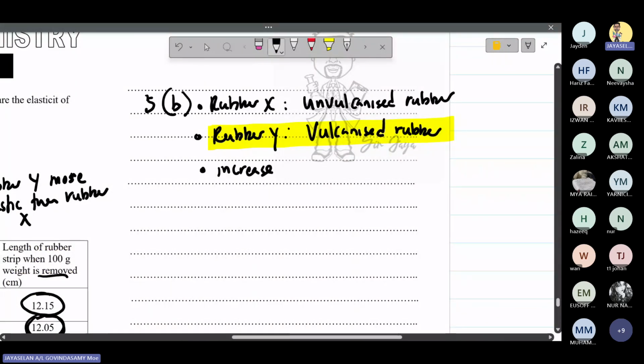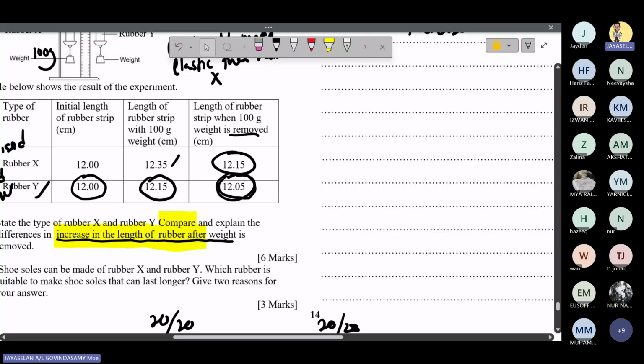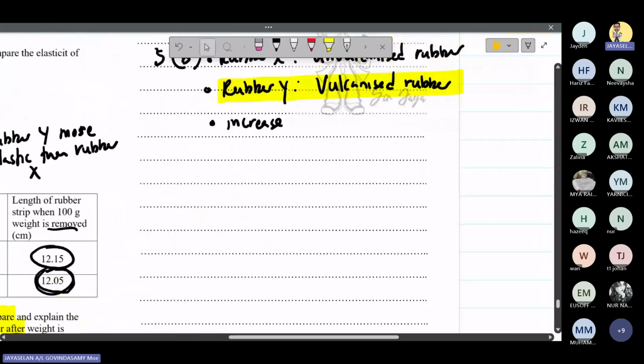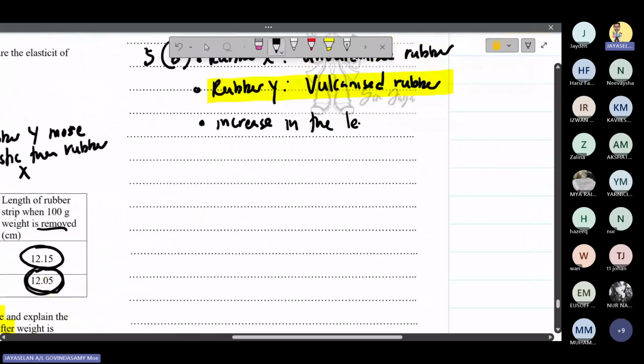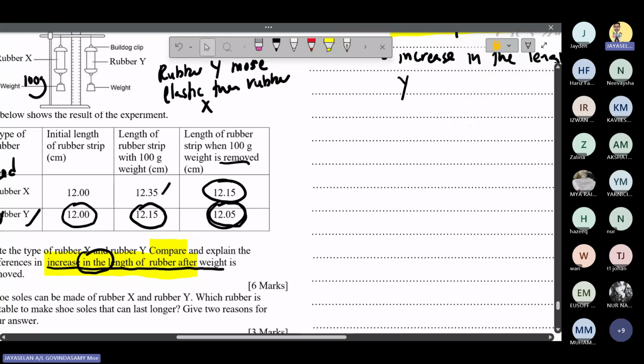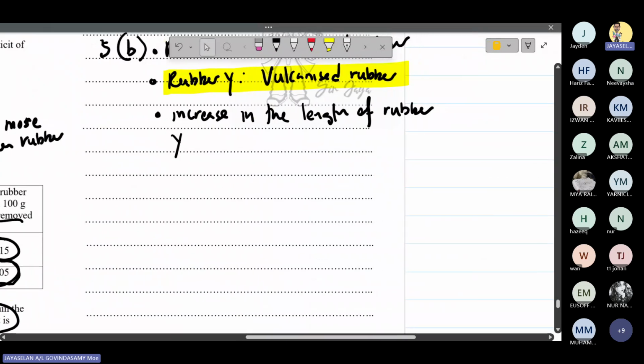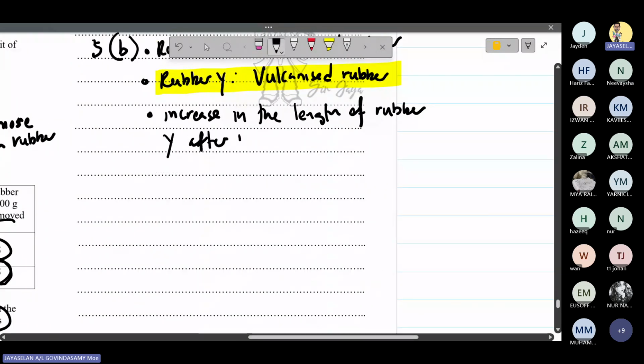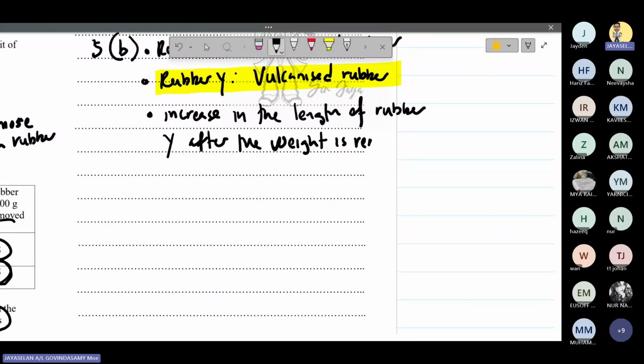Okay, so I put here this one. Increase. Then saya tengok ni, increase in the length. So I write down increase in the length of rubber. Okay, rubber Y. Saya ambil rubber Y. Then I write down after the weight is removed.